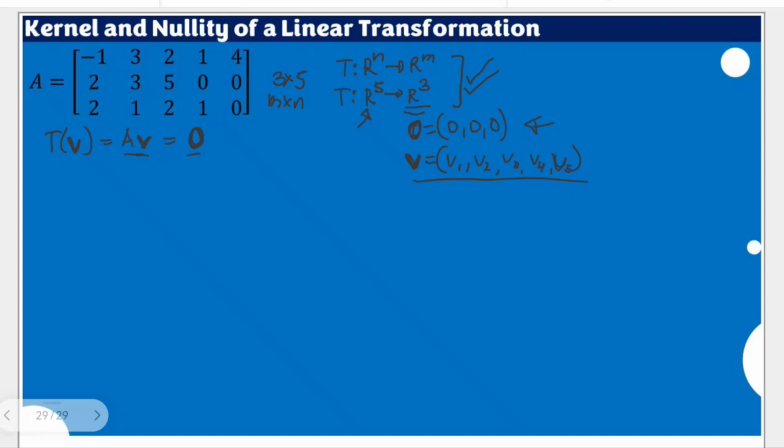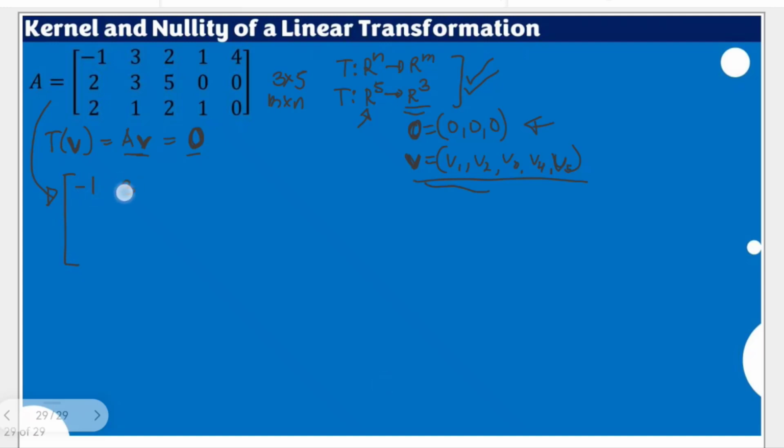But to start, we can actually use the reduced row echelon form of this matrix. Of course, you can always multiply this matrix with this vector, but it would be very difficult for us to solve for v sub 1, v sub 2, until v sub 5 if we're going to use the same matrix here. So let's come up with the reduced row echelon form.